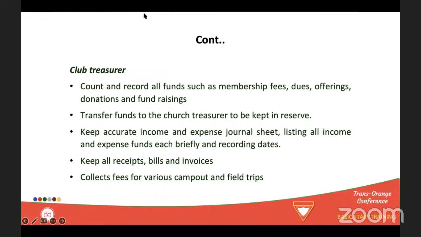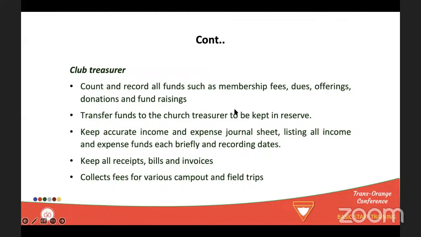So when the club treasurer transfers the money to the church treasurer, he or she remains with his or her own record. Same applies when money is withdrawn from the church treasurer, he or she also keeps a record of how much has been withdrawn. So the club treasurer does not keep the money, but keeps financial records. He or she can collect funds and forward them to the church treasurer and keeps the records.